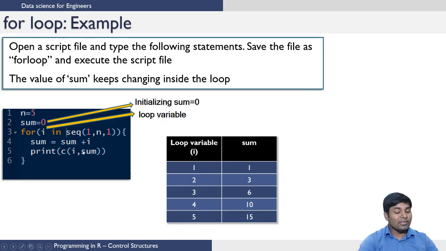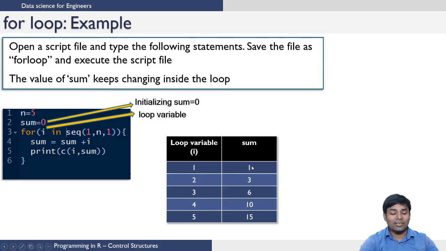So you have n is equal to 5, it will keep it in memory. When you execute, sum is equal to 0, it will initialize the sum to 0. For the first time it enters the loop, it will take a value of 1 from the sequence, and then you have already sum as 0, 0 plus 1 is 1, and it will assign value 1 to the sum. You can see that in the first iteration, the value of sum is 1.